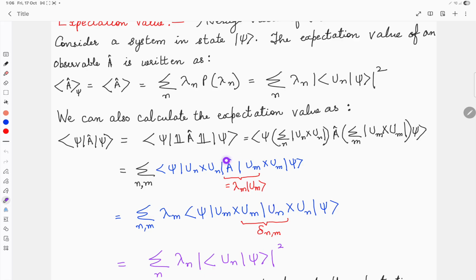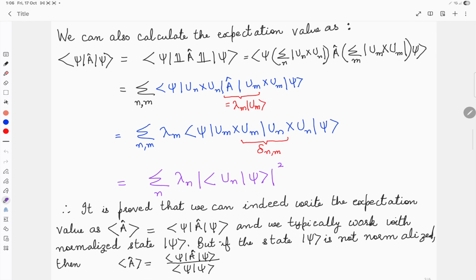So we replace this part with this lambda. We'll take lambda m out, and ultimately what we are left with is this term. So this is the inner product between um and un. This will be equal to the canonical delta for n comma m. This will be equal to 1 when n is equal to m, or equal to 0 when n is not equal to m.